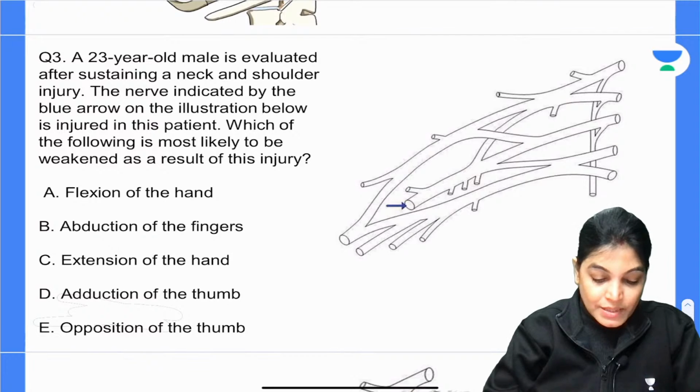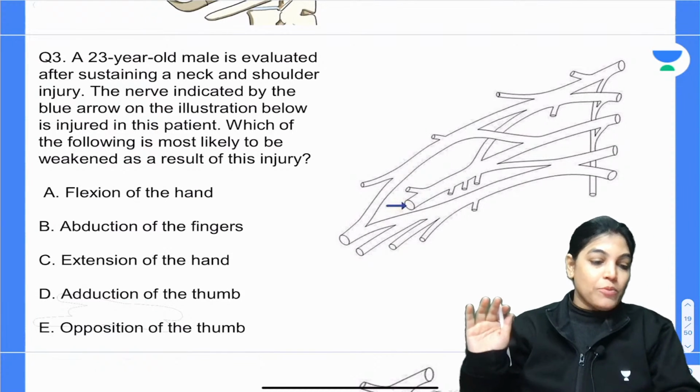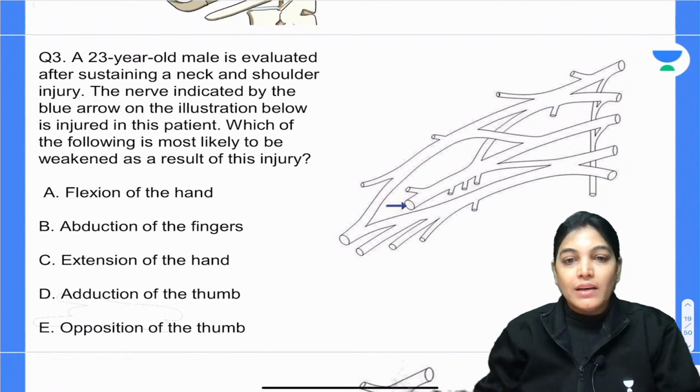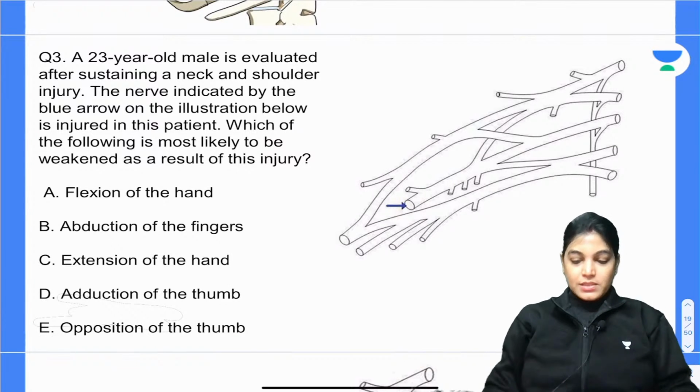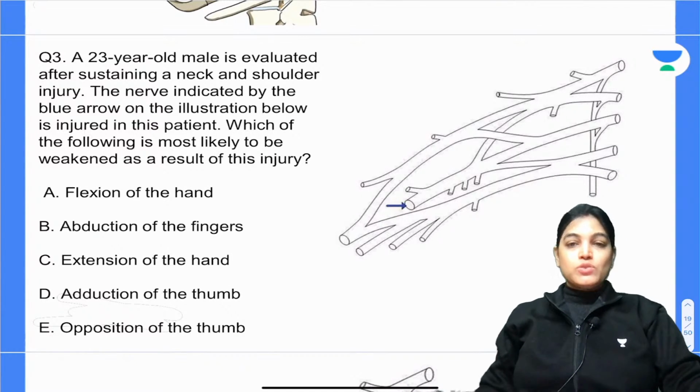So let me tell you the answer here. The key point which is given is the arrow. Arrow is the key point. So that means you have to identify that nerve. I got an answer from one of the students, Aruna. So yes, now let me tell you the correct answer. Let me solve it for you.